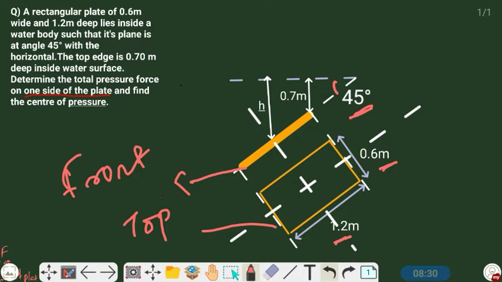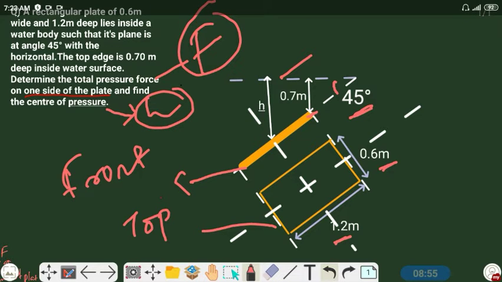surface. So this is the top edge. What is the top edge? The edge nearest to the water surface. This is the top edge, and it is 0.7 meter deep inside the water surface. Determine the total pressure force, which is our hydrostatic force, and the center of pressure, our H. So these two things we need to find out from this figure.